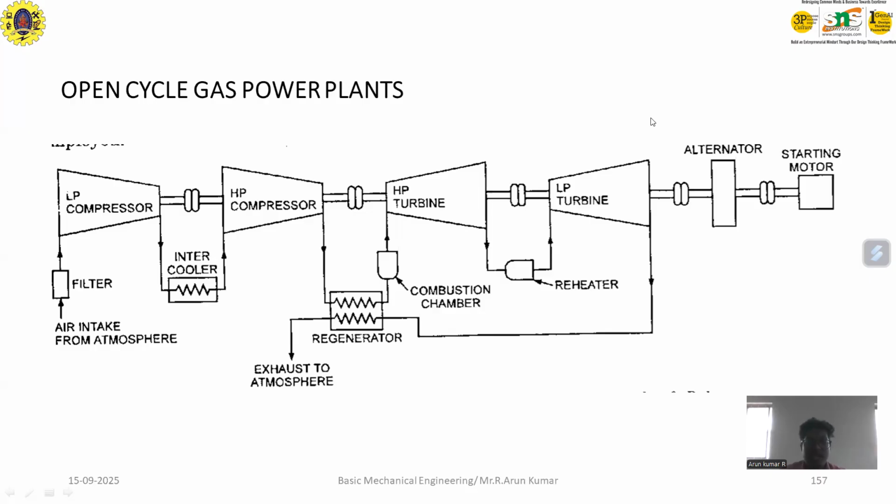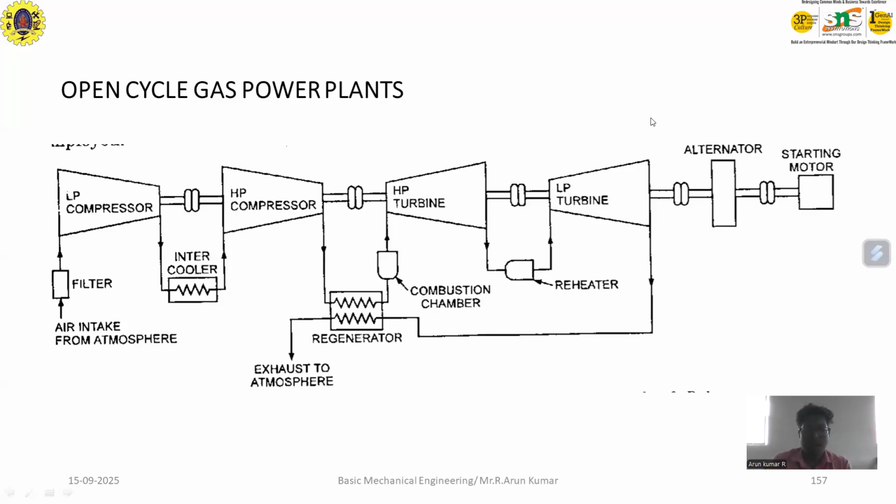And also a reheater. These are the elements I have to couple with the compressors and turbines: a low pressure compressor, a high pressure compressor, and a high pressure turbine and low pressure turbine. These are the components you have to use. Why I am introducing the additional components here is to increase the efficiency of the open cycle gas power plant compared to the previous diagram.